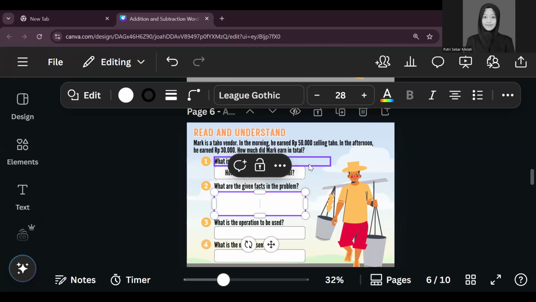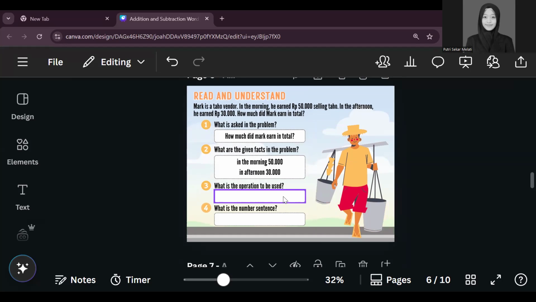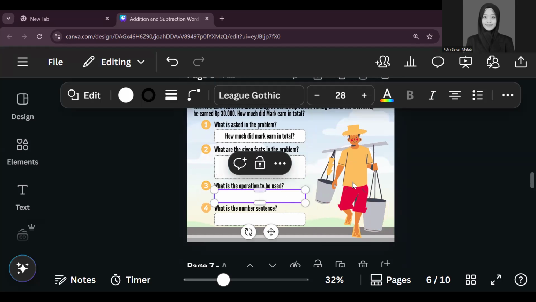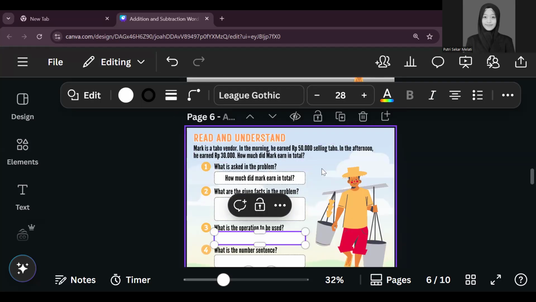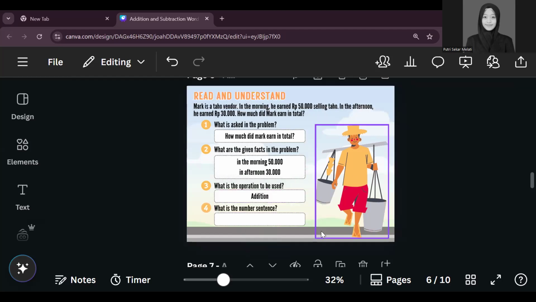And the given facts in the problem, so we have to see the facts in the problem. For example, in the morning, he earned 50,000. And in the afternoon, 30,000. This is the fact. What is the operation to be used? If we ask for the total, we have to add it. So this is addition. And then, what is the number sentence?